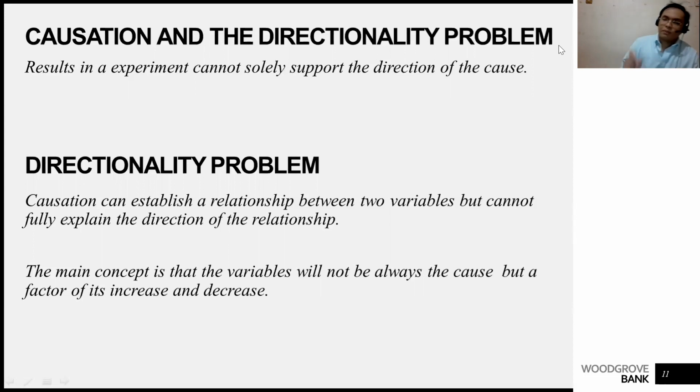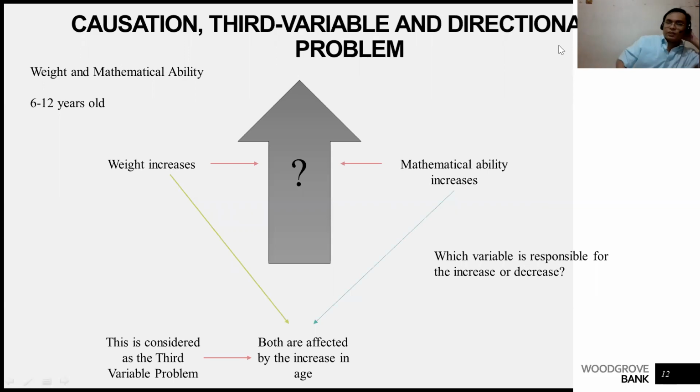So when we talk about the directionality problem, it is the problem in which causation can establish a relationship but cannot determine the direction of the causation. So how can we understand the idea of directionality problem? We have an example here: causation, third variable, and directional problem.